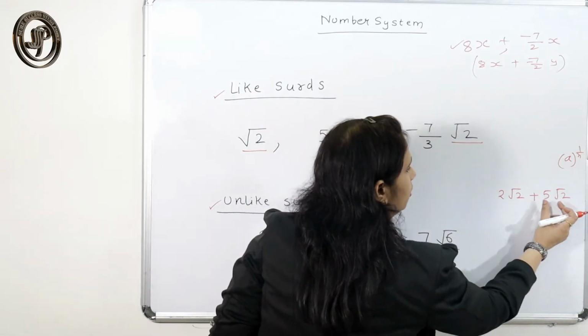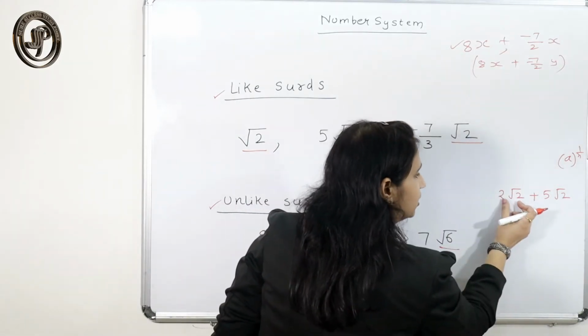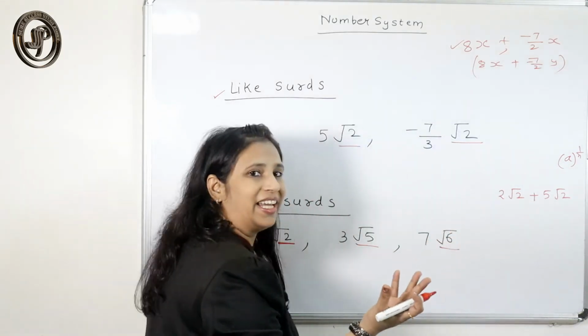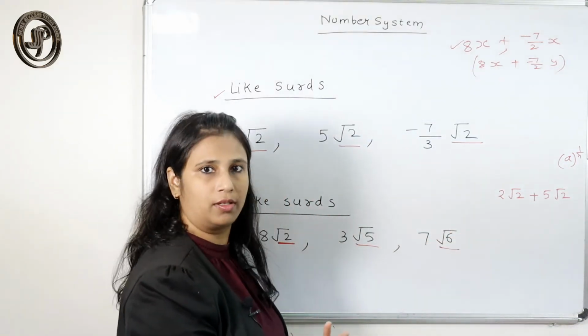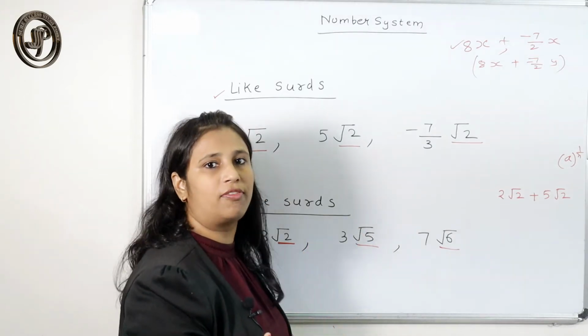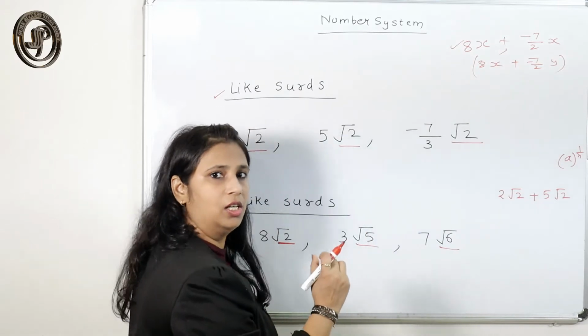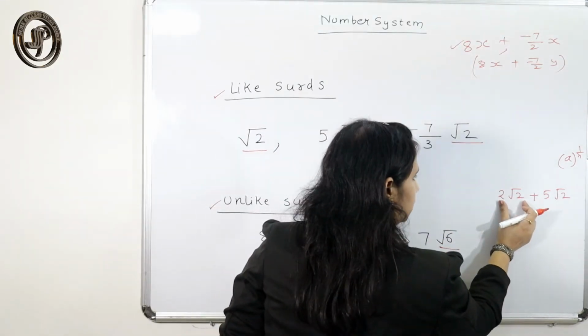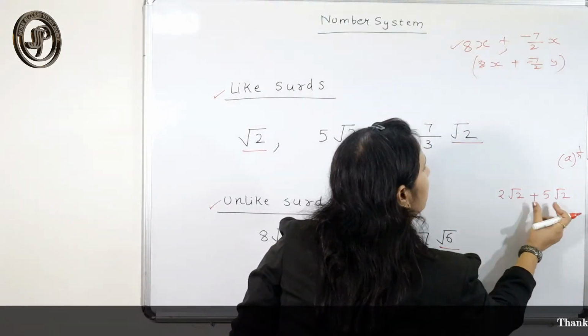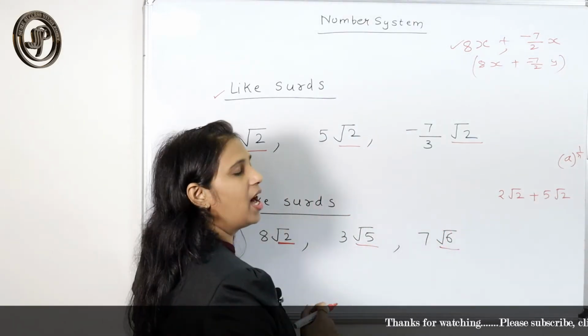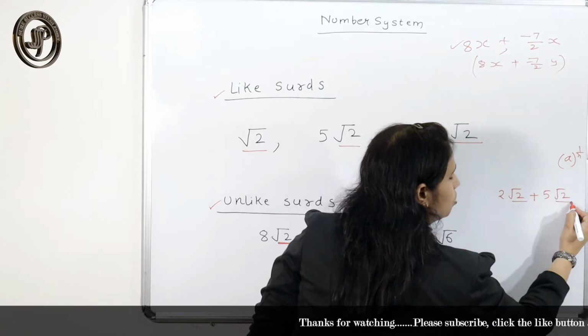2 root 2 is a surd, 5 root 2 is a surd. Why is this a surd? Just forget the coefficient. Here root 2 is a raised to power 1 by n, so it is a surd. 2 raised to power 1 by 2, you can't further simplify that. So just check whether they are like surd or unlike surd. They are like surds, root 2, root 2.